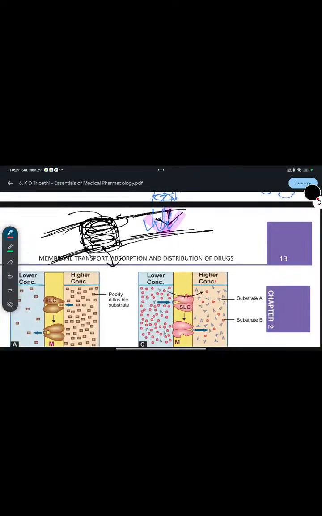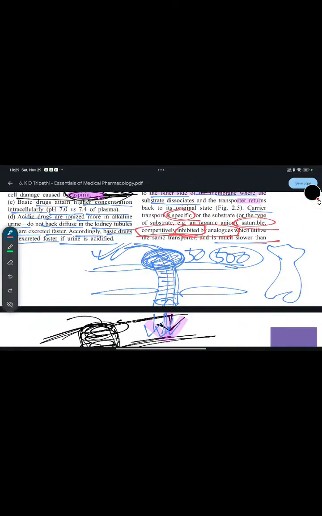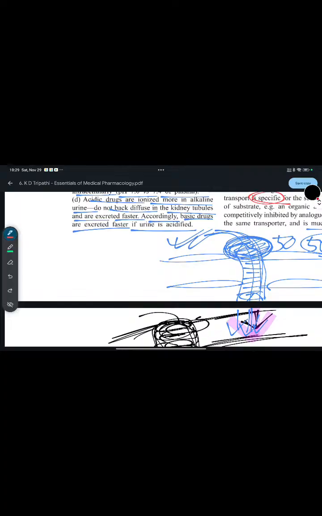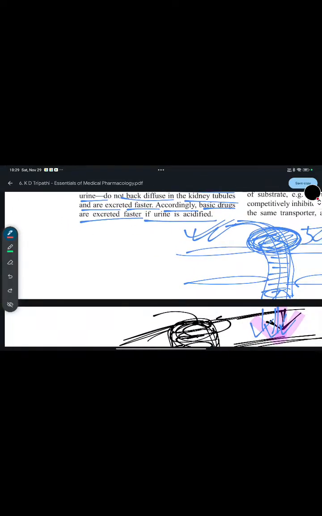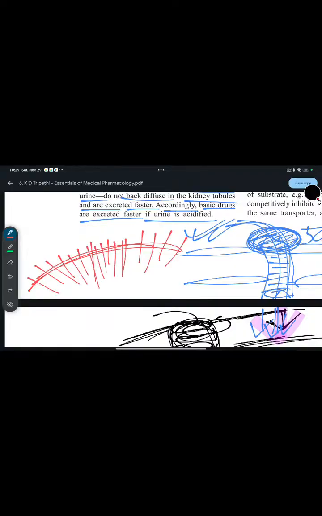Okay, and it is much slower. Why is it much slower? This is also very important. You need to understand why it is much slower. Because in the case of non-ionic substances, what will happen? The non-ionic substances will pass through the membrane anywhere. Why? Because the whole cell membrane is made up of a lipid bilayer, so non-ionic substances will pass through the lipid layer. So thousands of units of drug will be transported from one side of the membrane to the other side.